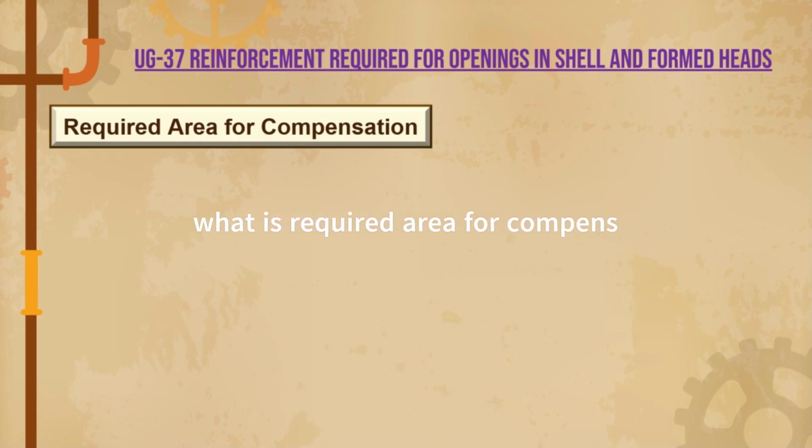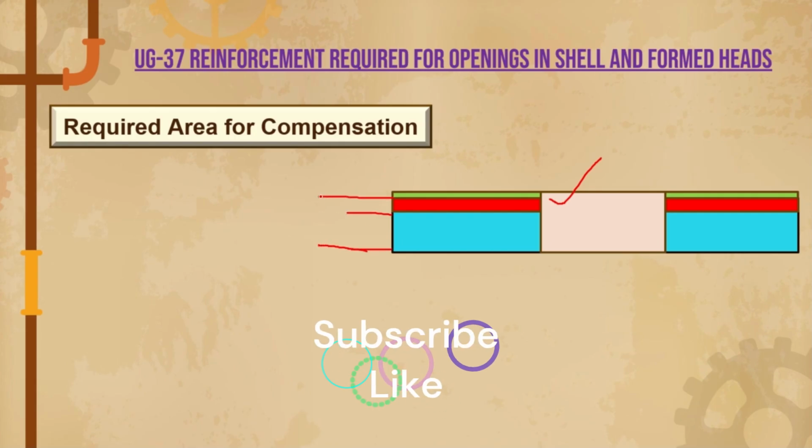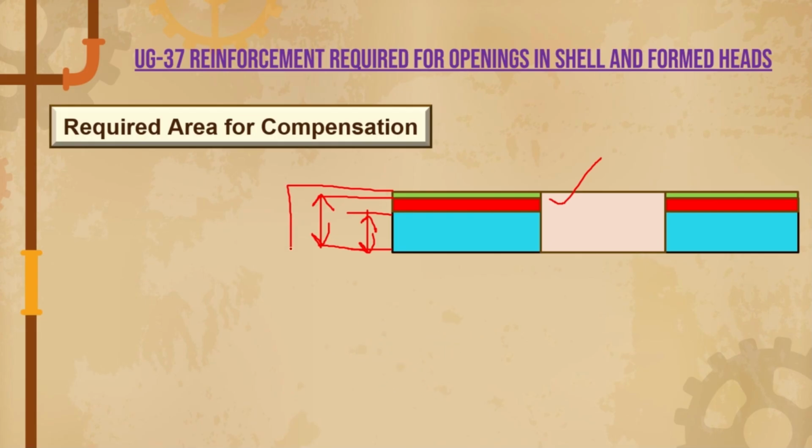So what is the required area for compensation of an opening, guys? We know that we provide openings for different purposes. If we provide openings, we need to remove some material, which will create strength loss in the shell, guys. In the figure you can see this is the diameter of the opening, this is the required thickness, this is the design thickness, and this is the nominal thickness. I hope you are understanding.